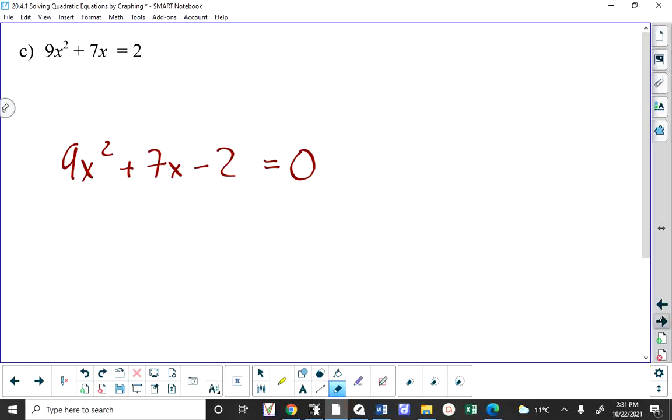Put up your hand and then put it down if you've got the answers. I just want to know who's got them. Okay. -1 and 2/9. 0.2 repeating. 0.2 repeating is 2/9.